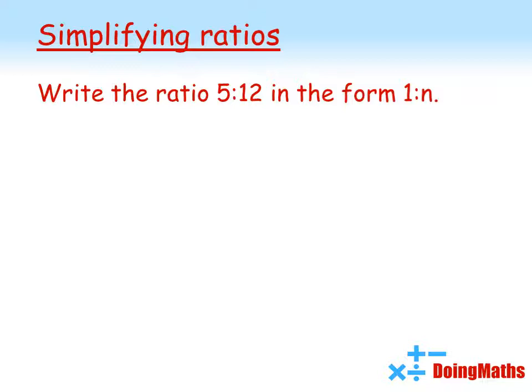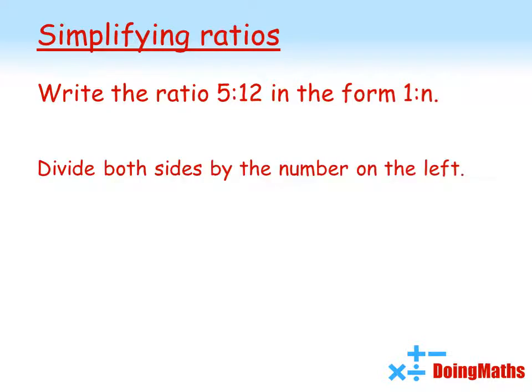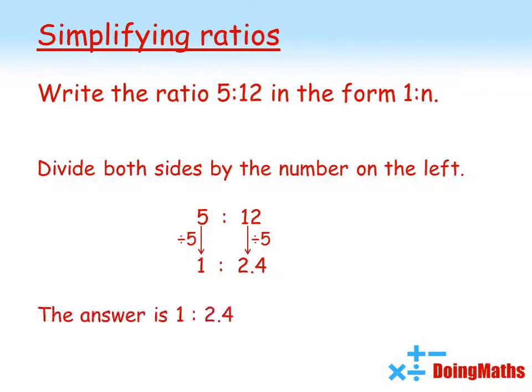Well, that left-hand side, we need to change that into 1. So to change 5 into a 1, we're going to divide it through by 5. But to keep the ratio the same, I have to make sure we do the same to both sides. So 5 and 12, divide them both by 5, we get 1 to 2.4. That is our new ratio.